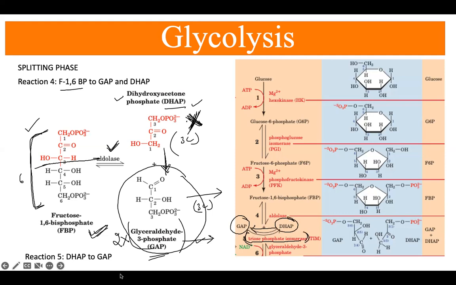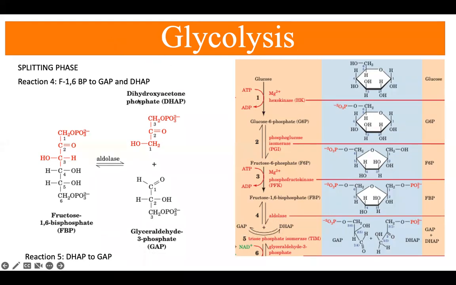Whatever I'm going to explain now further is going to happen twice, because we have two glyceraldehyde 3-phosphate molecules, and all the reactions that are going to happen now in the glycolytic process are going to happen twice. So whatever will be formed will be twice in number.